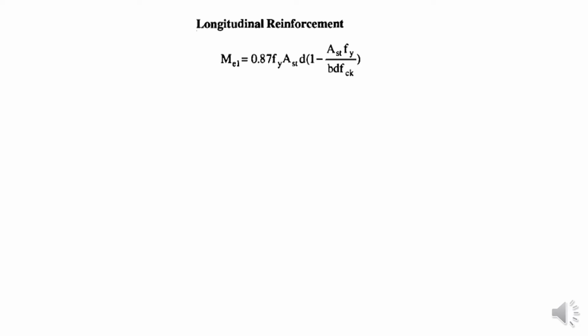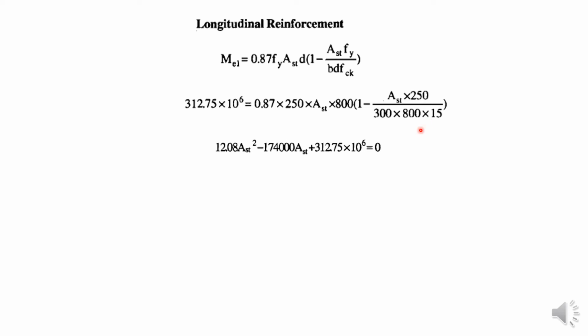Next we find the longitudinal reinforcement. So Me1, page number 96 of IS 456 2000, we will get 0.87 fy Ast d into 1 minus Ast fy divided by bd into fck. So substitute all the values here. Me1 we already found out, 312.75 into 10 power 6, will be equal to 0.87 into 250 into Ast into 800 into 1 minus Ast into 250 divided by 300 into 800 into 15. So from that we will get Ast. Simplifying this equation, finally we will get an Ast value of 2105.06 mm square. So provide 4 numbers of 28 mm diameter rods.